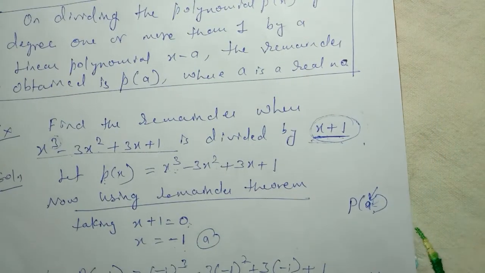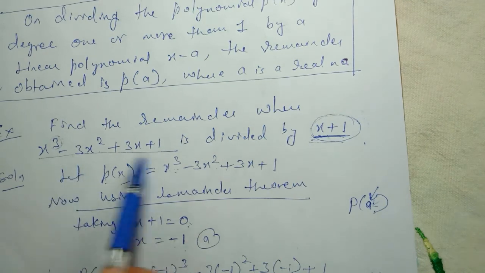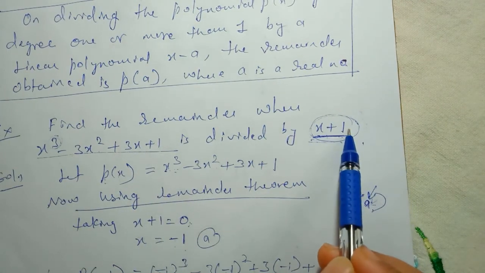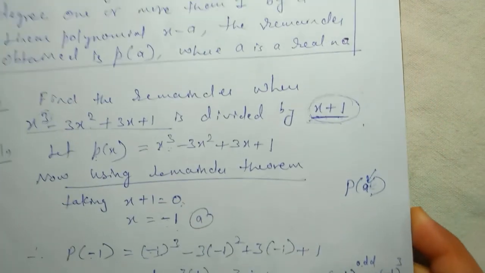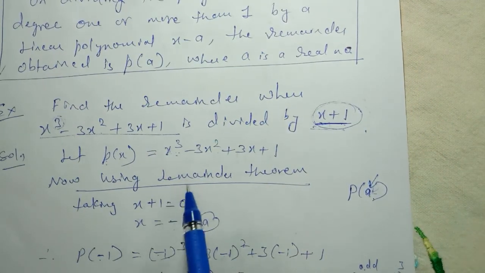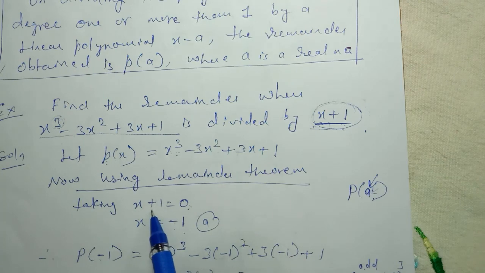So when we divide this polynomial by x plus 1, the remainder we get is -6. See how easy it is to find the remainder by using the remainder theorem.